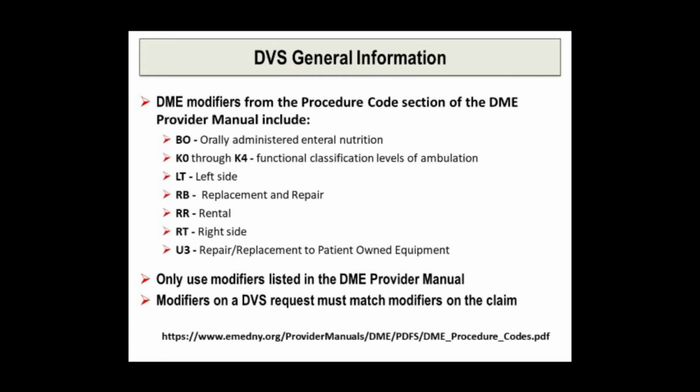DME modifiers from the procedure code section of the DME provider manual include BO for orally administered enteral nutrition, K0 through K4 functional classification levels of ambulation, LT left side, RB replacement and repair, RR rental, RT right side, and U3 repair replacement to patient-owned equipment. Only use modifiers listed in the DME provider manual. And keep in mind, modifiers on a DVS request must match modifiers on the claim.